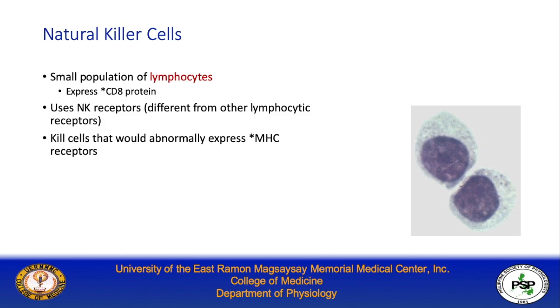Now, the main purpose of your natural killer cells is to kill cells, from the name, natural killer. It would kill cells that abnormally express the MHC. Once the NK receptor is activated, it would secrete your interferon, one of the cytokines. Now, this interferon would activate other immune cells, specifically the macrophage. There are several mechanisms by which the natural killer cells act.